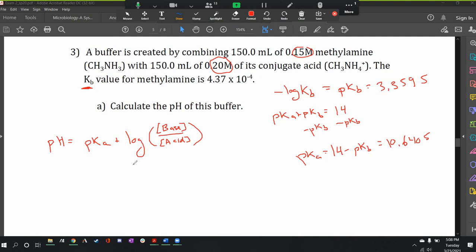All right, now we can finally use the Henderson-Hasselbalch equation. So we're going to go pH equals pKa, so 10.6405 plus the log of base. Where's the base? Right there. 0.15 molar divided by concentration of acid in our buffer, which is 0.20.